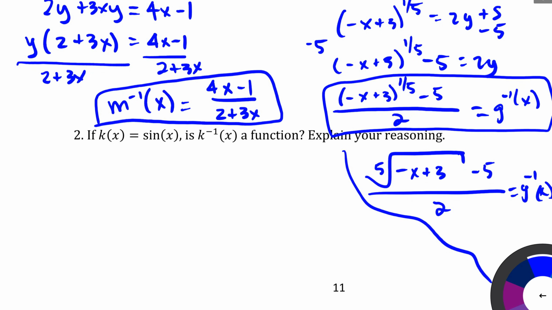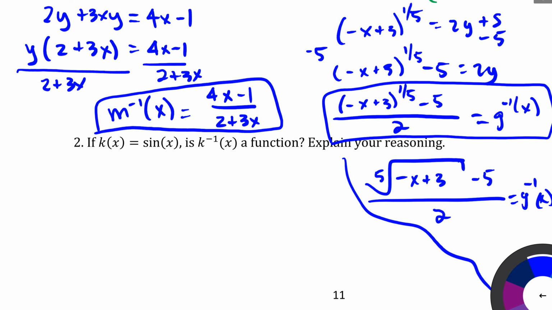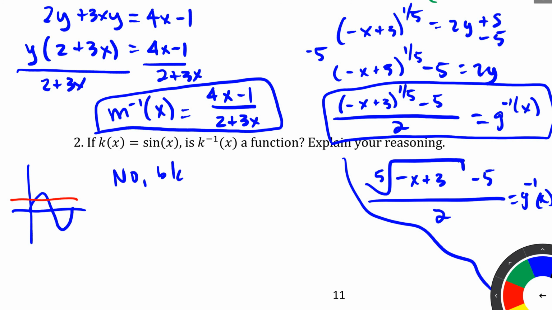All right, the last one says, if k of x equals sine of x, is k -1 of x a function? Explain your reasoning. So the sine function, we know what the sine function looks like. That's one curve of the sine function. We know that the sine function is actually going to fail the horizontal line test. So the answer to this question is no, because k of x fails the horizontal line test.